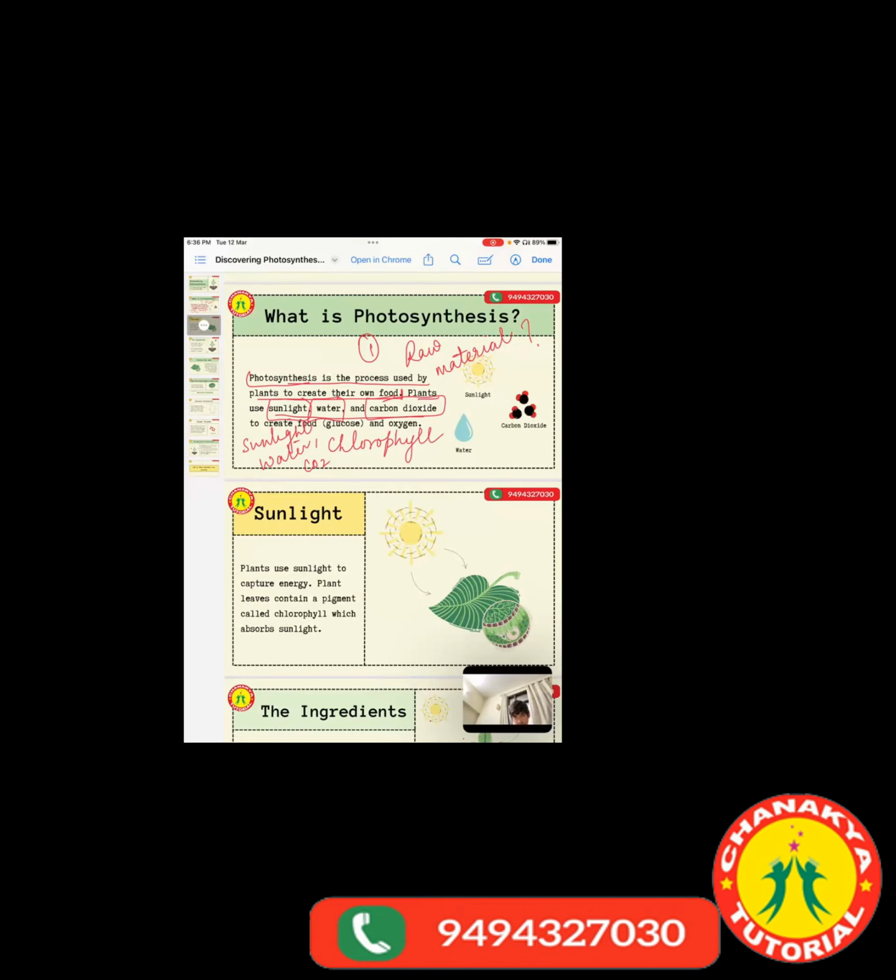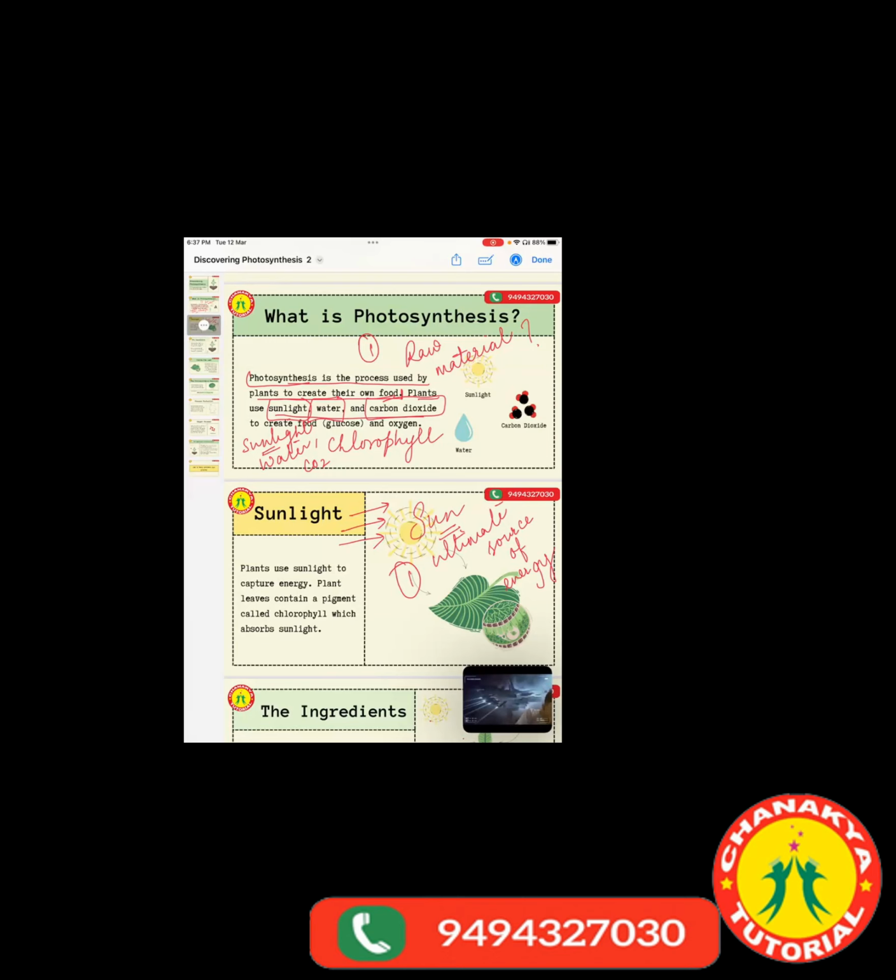Now, from where do the plants get sunlight? What is the major source of sunlight? Sun, ma'am. Sun. Fine. Sun is the ultimate source of energy. Write it down. Again, a very, very important question: name the ultimate source of energy for the plants. This is again a one marker question. The answer is sunlight. Sun is the ultimate source of the energy.